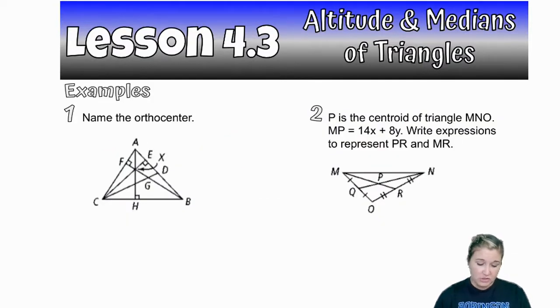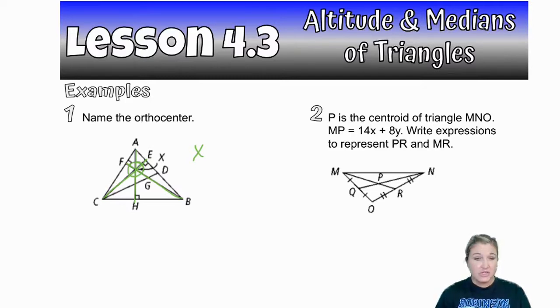So we are going to name the orthocenter. The orthocenter, remember, is the intersection of all the altitudes. The altitudes make a 90-degree angle with the opposite side. So you can see here that AH is an altitude, and CE is an altitude, and BF is an altitude. Those all intersect here at X. So X is the orthocenter. It's just identifying what that means.